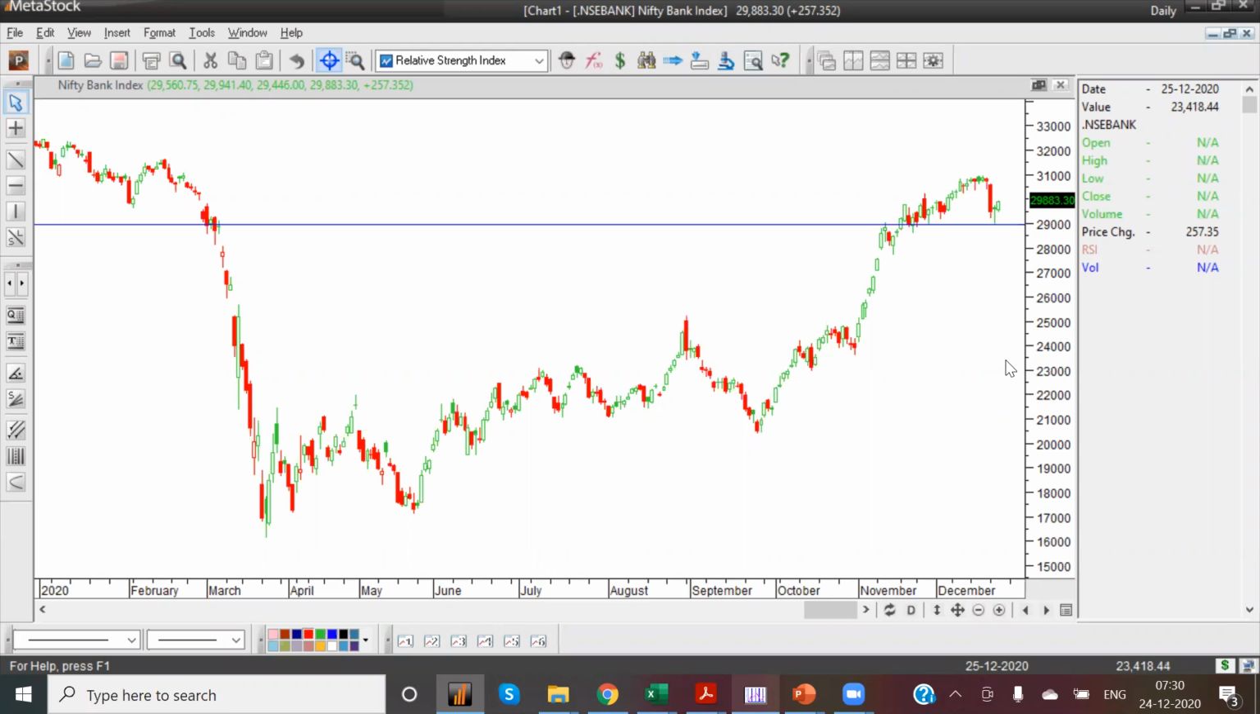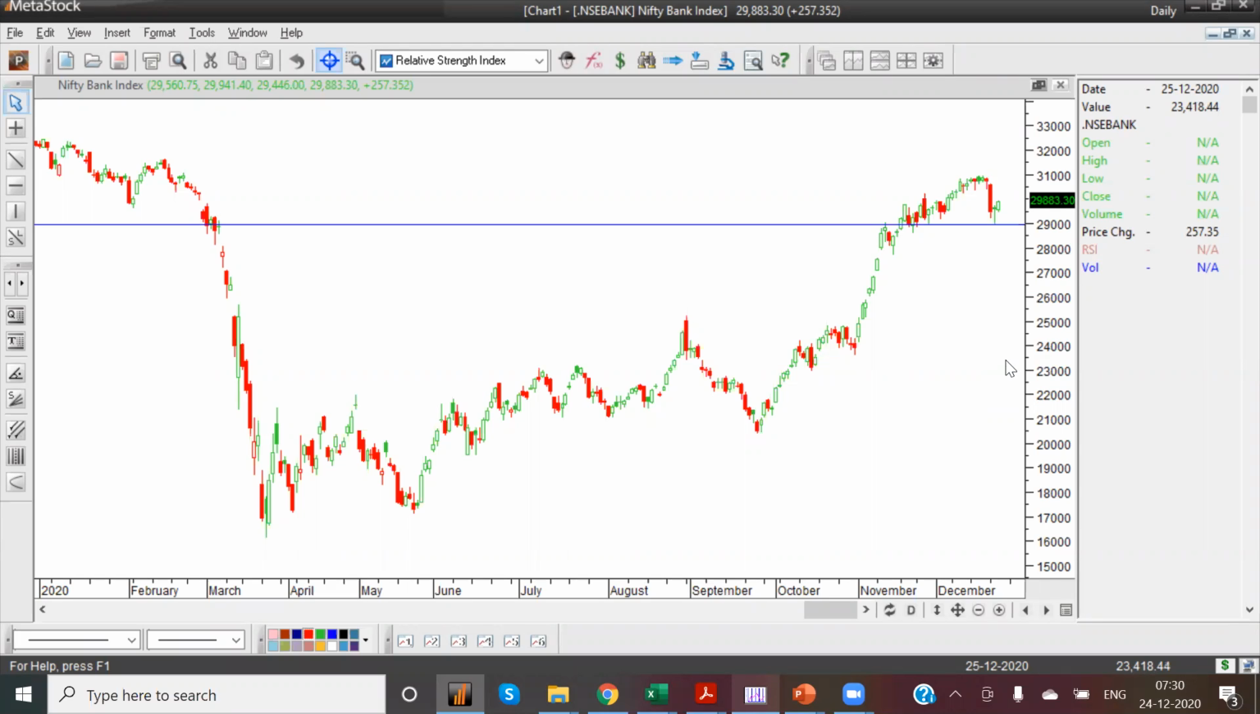Today we'll be discussing Bank Nifty, and this is a fantastic observation which I wanted to share with all of you. We'll be discussing multi-time frame analysis on the Bank Nifty and the view going forward, and something very important, both from a short-term view as well as from a long-term view.